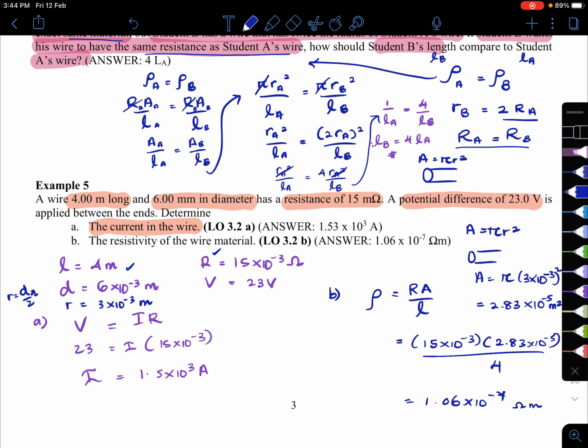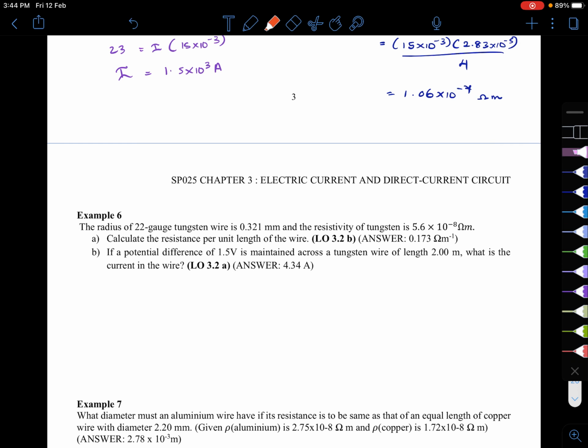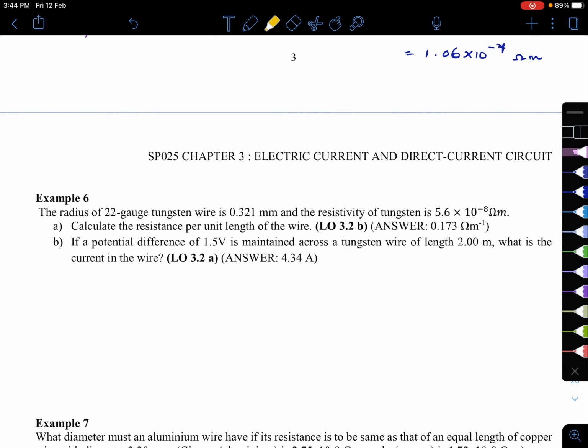Okay. Kita cuba buat pula example 6. Let's read the question. So a radius of a 22 gauge tungsten wire is sekian sekian sekian, and then the resistivity is sekian sekian sekian. Okay, calculate the resistance per unit length of the wire. So remember, this is resistance per unit length.